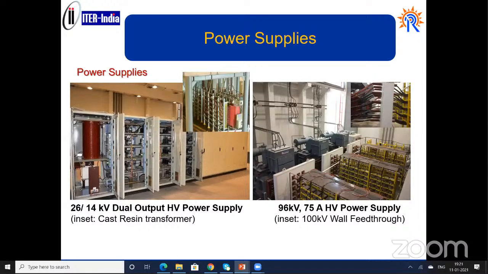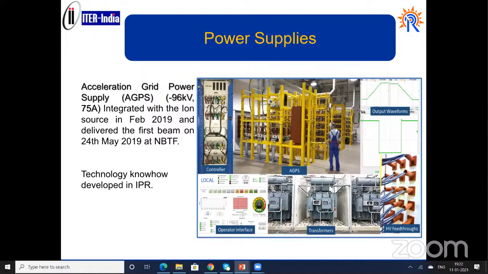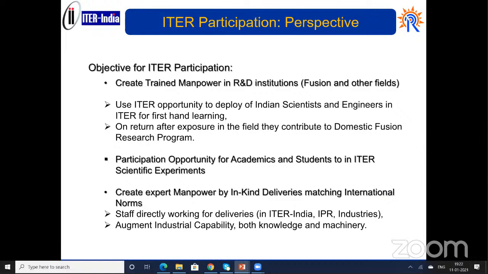Indian manufacturers like Electronics Corporation are doing this using our technology. One of such power supplies, 95 kV, 75 ampere, has already been supplied to ITER. They are working in a test facility for a neutral beam. Here are some of these power supplies in view graphs. This lower one is the supply that we have supplied to a neutral beam test facility in Padua, Italy. Well, this is what I have to say about our deliverables.